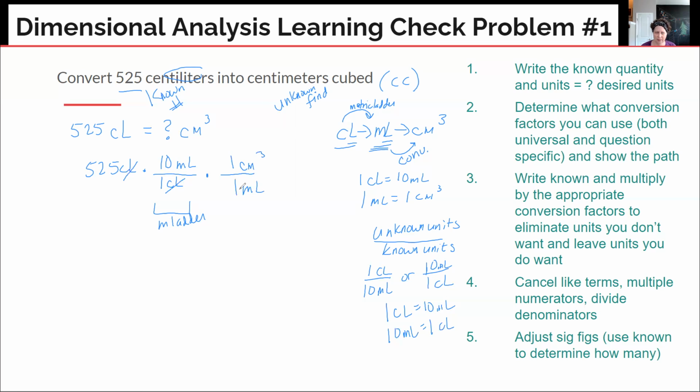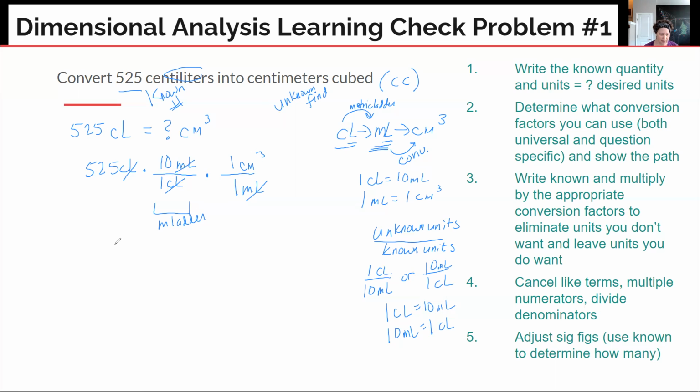There's 1 centimeter cubed and 1 milliliter. Milliliters on the bottom, milliliters on the top, it cancels. Physically show me when you're doing your worksheet that it cancels. I need to see all these steps. Known equals unknown. Conversions. Setting it up in the dimensional analysis method.